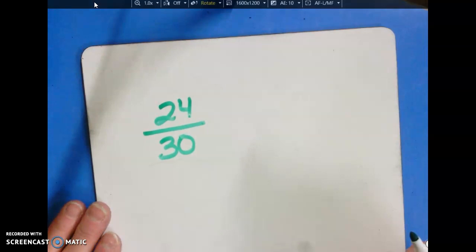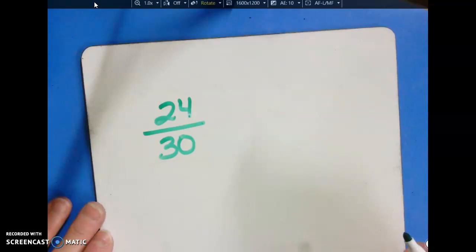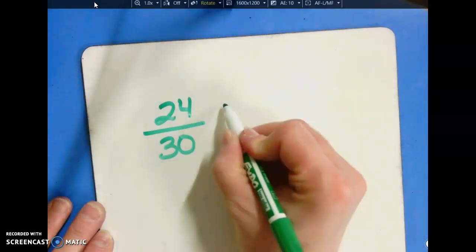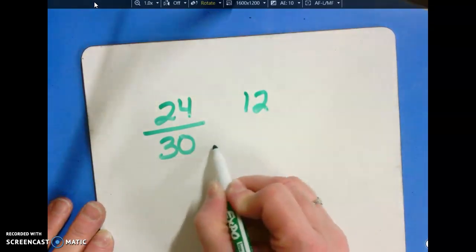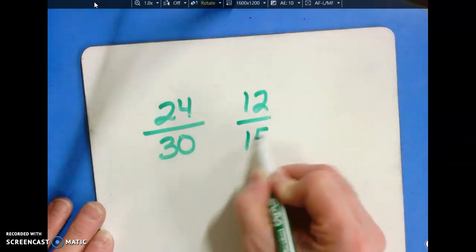The first thing I ask myself is, are they both even numbers? And the answer is yes. So I can always divide even numbers by 2. Let's start with that. 24 divided by 2 is 12. 30 divided by 2, not a basic fact, but a fact you should know, is 15.